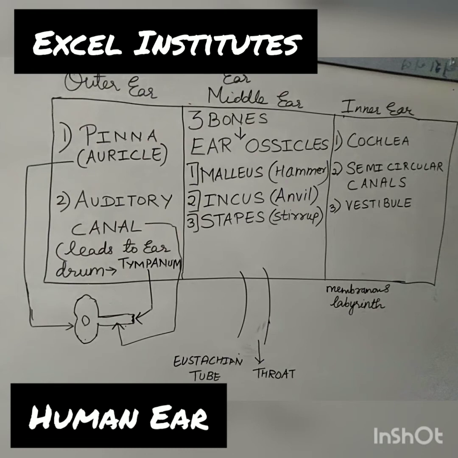Then you have the inner ear. Now the inner ear is also known as membranous labyrinth. It has got three parts: the cochlea, semicircular canals and vestibule. We will see in detail what are these.